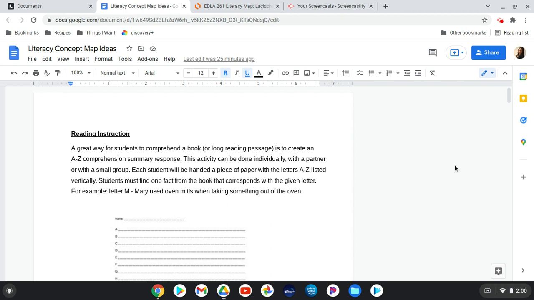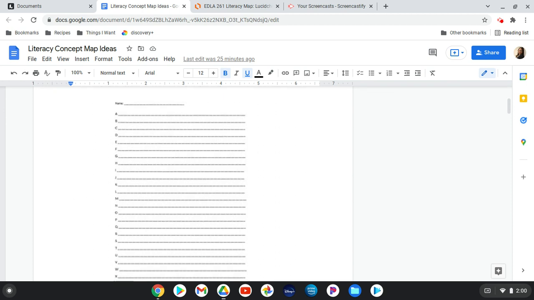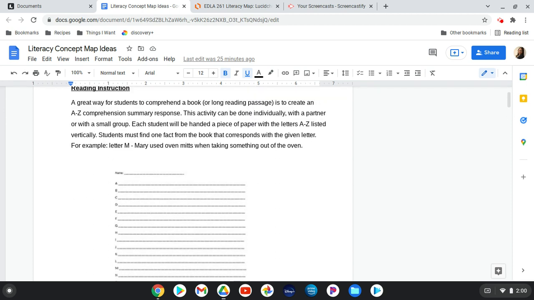So my first recommendation is for reading instruction. A great way for students to comprehend a book or a long reading passage is to actually create an A through Z comprehension summary response. This activity can be done individually, with a partner, or even with a small group. Each student will be handed a piece of paper with the letters A through Z listed vertically. So this is something that we see here below.